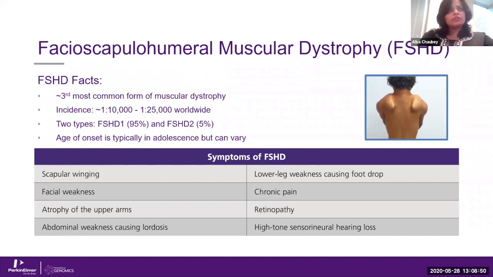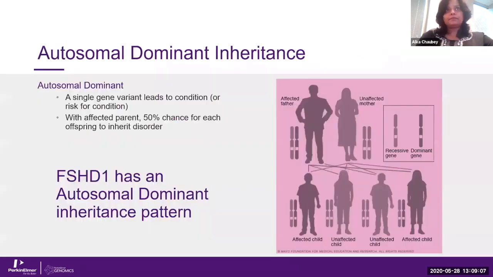There can be some facial weakness, some atrophy of the upper arms, abdominal weakness, lower leg weakness, chronic pain, retinopathy, and also some sort of hearing loss, high tone sensory neural hearing loss. So going back to that, the disorder itself comes under autosomal dominant inheritance.